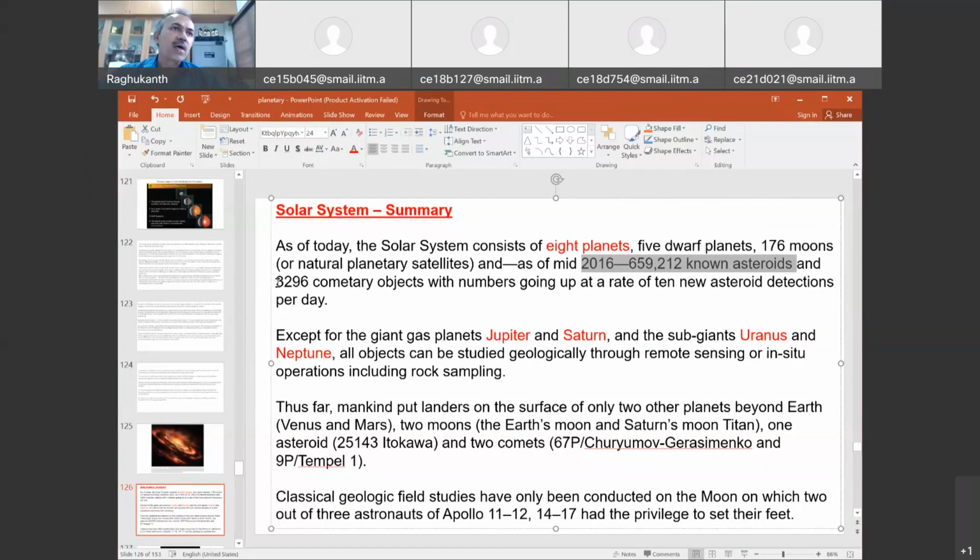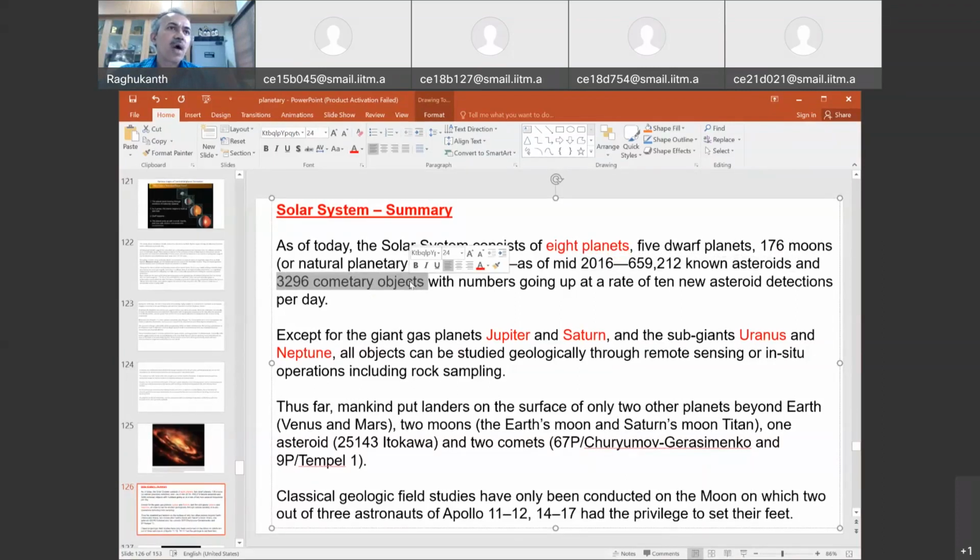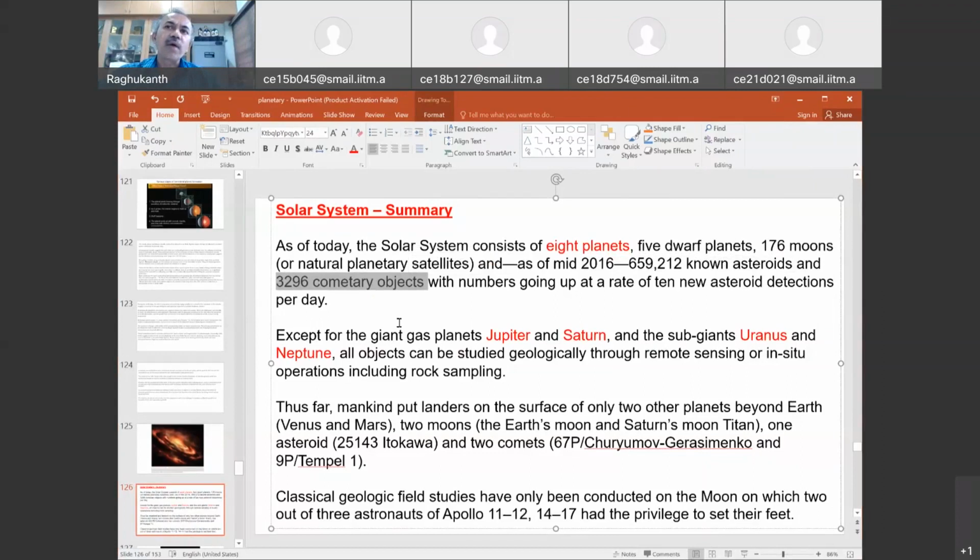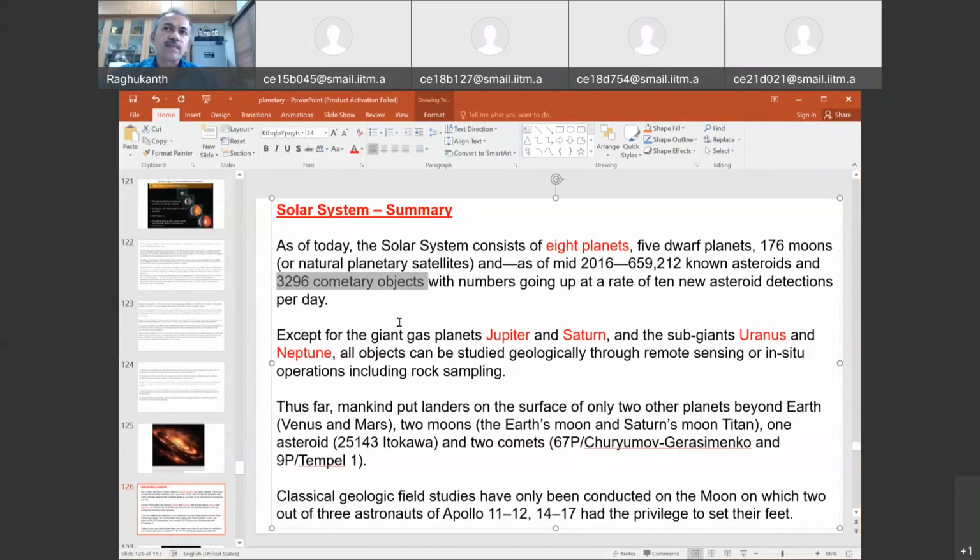And then the comets have been discussed, actually. Some 3,000 or maybe more cometary objects have been discovered. And where do you find these comets?